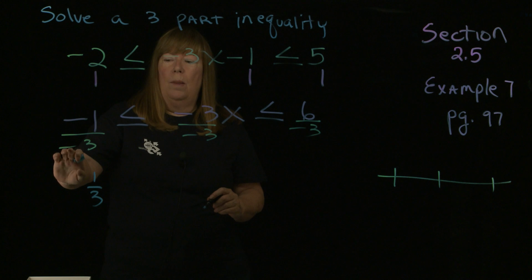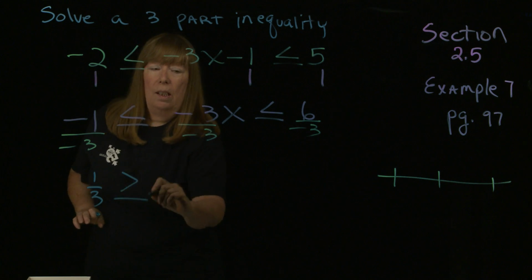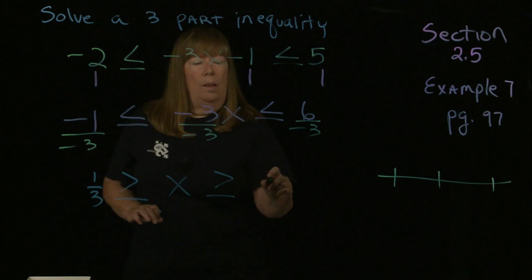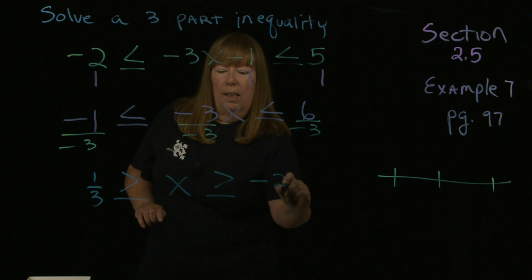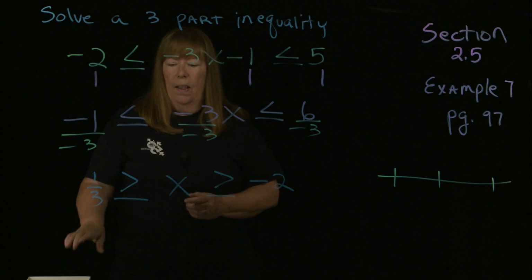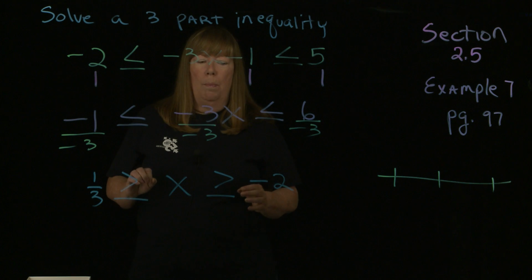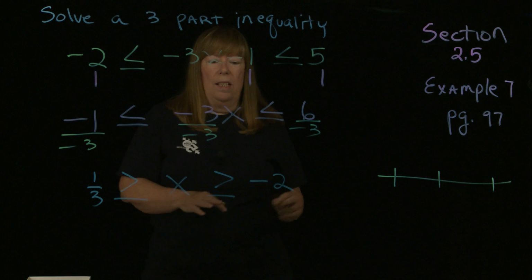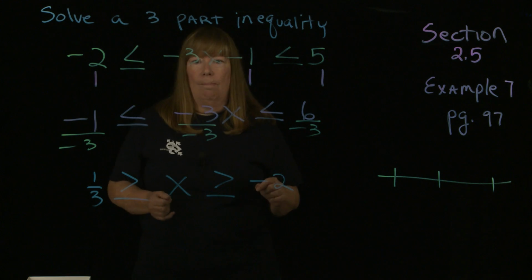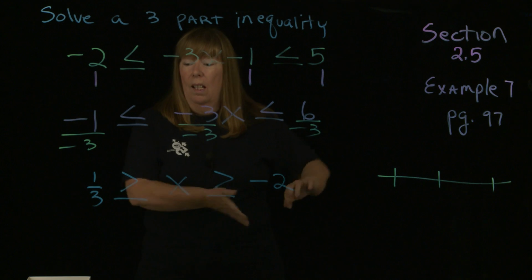Now we just divided by a negative again, so what are we going to do with this? Flip it. Good. And flip it on the other one as well, and that's going to be -2. Okay. So as we're looking at this, I want you to picture it on a number line. Which number is bigger? Which number is to the right on a number line? 1/3 or -2? 1/3 is positive, so it's to the right, right?